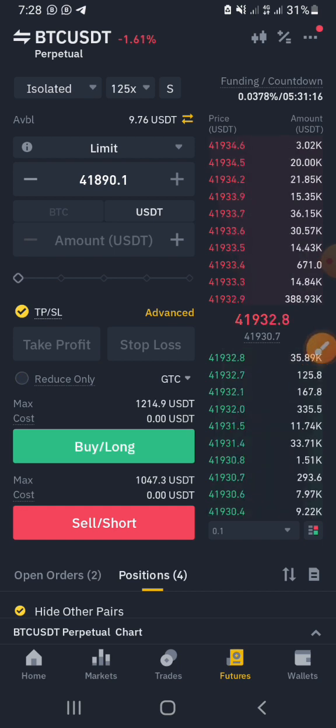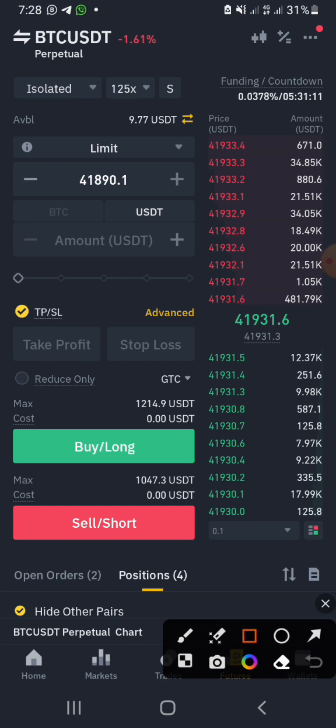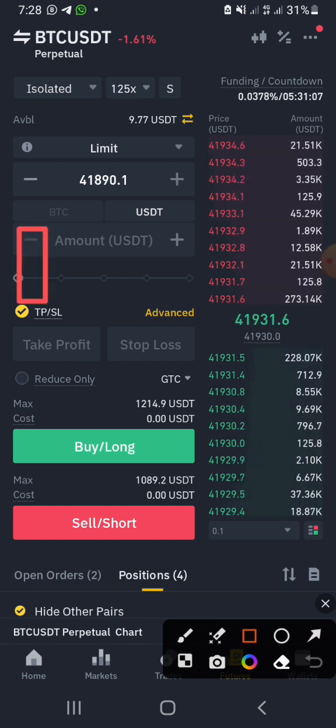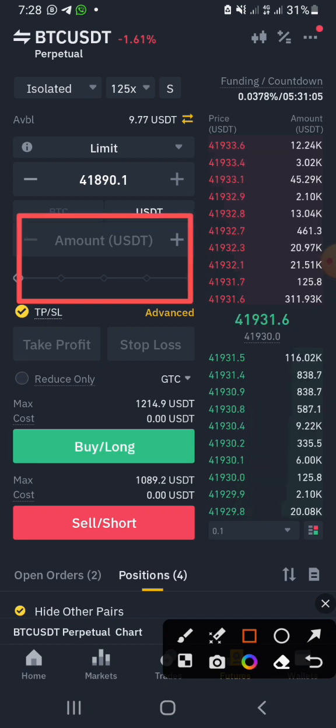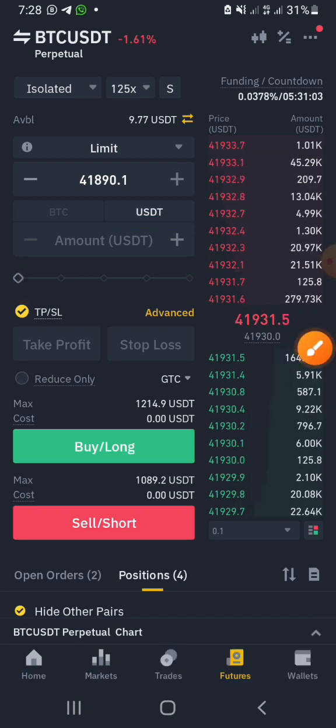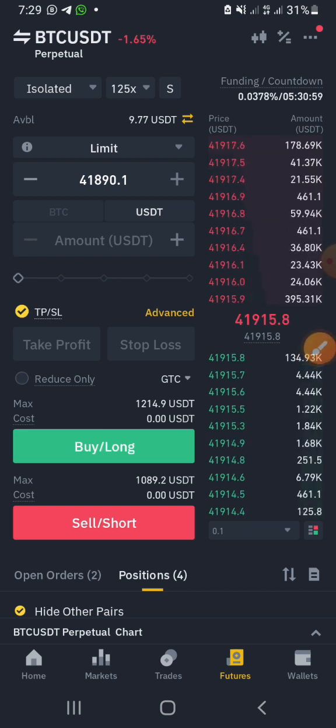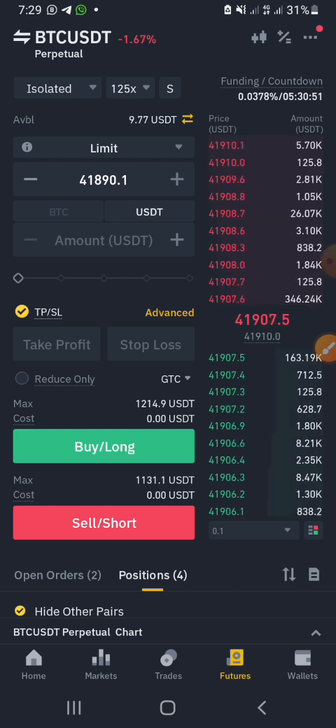Now, the next phase I'll be explaining is how to use your money to execute a trade. For instance, I have $10 over here. Currently I have $9.7 in my account, and I want to carry out a trade.